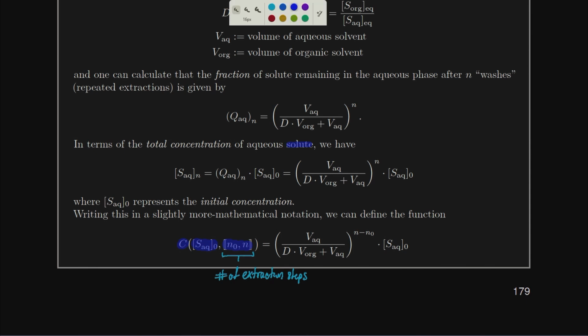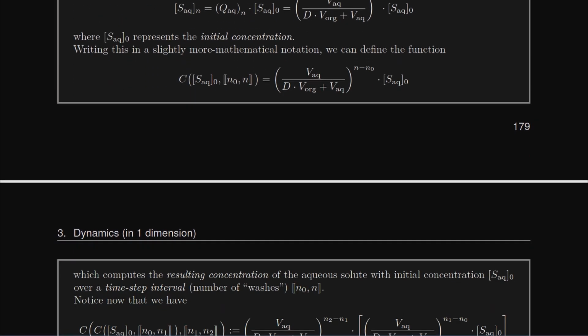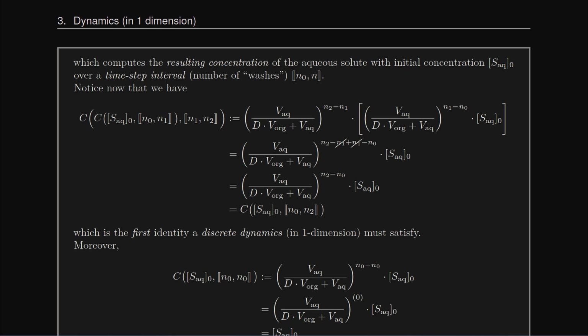The equation just looks like, well, you have a volume of aqueous solvent, you have a volume of organic solvent, and then you have this D, which is called the distribution ratio, which you can see at the top. It doesn't really matter, but what does matter is that this time window shows up in the power right there, n minus n0, and your initial concentration shows up as a multiplier. And so we can show that actually this is a dynamics, meaning we can predict how much concentration we'll have after a specific amount of washes.